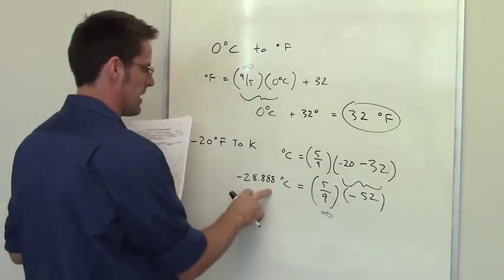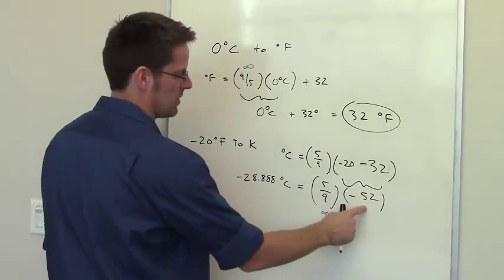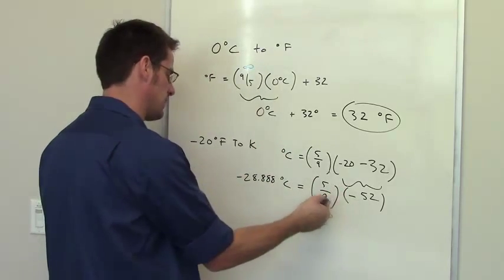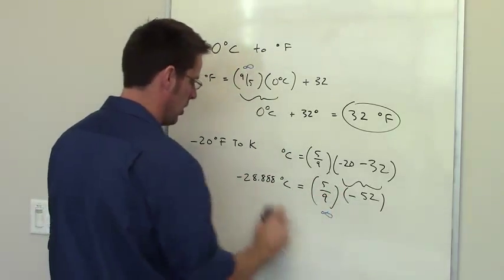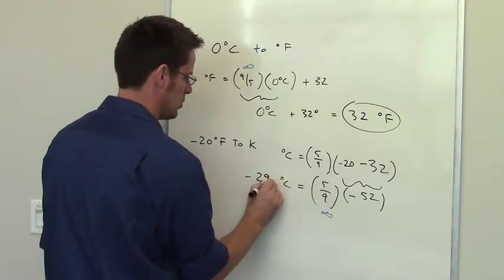However, I have to make sure that I round to the correct number of significant figures. I've got a value here that only has 2 significant figures. Therefore, because this is a multiplication process, the value that I put here must also have only 2 significant figures. So I round it to negative 29.